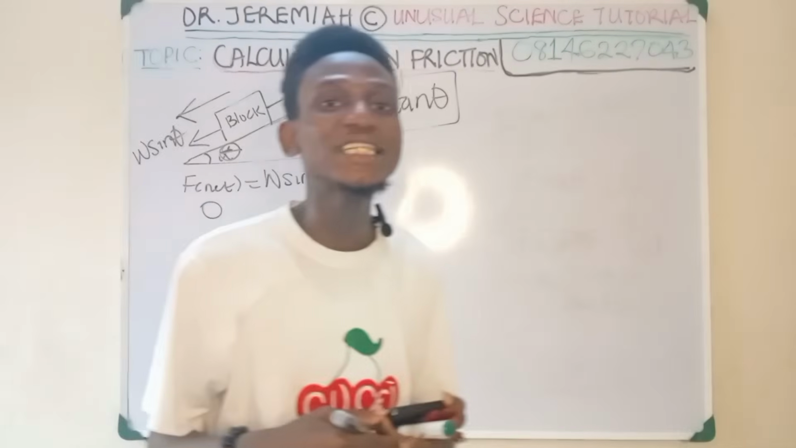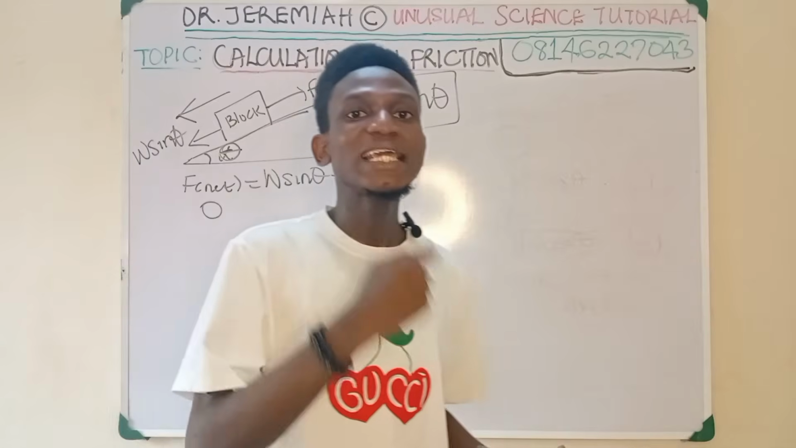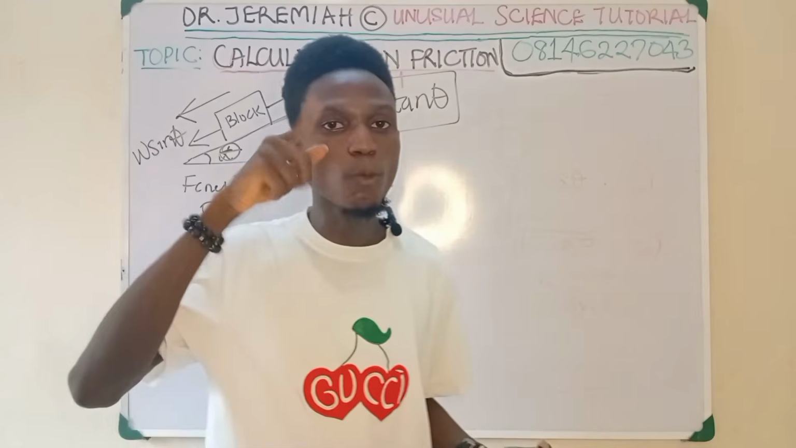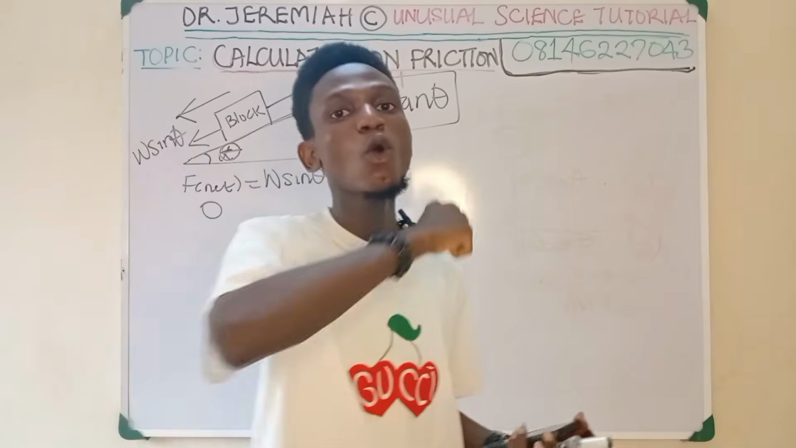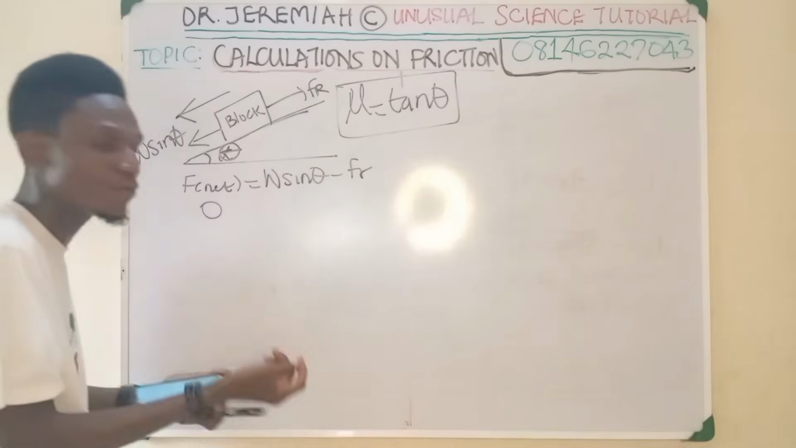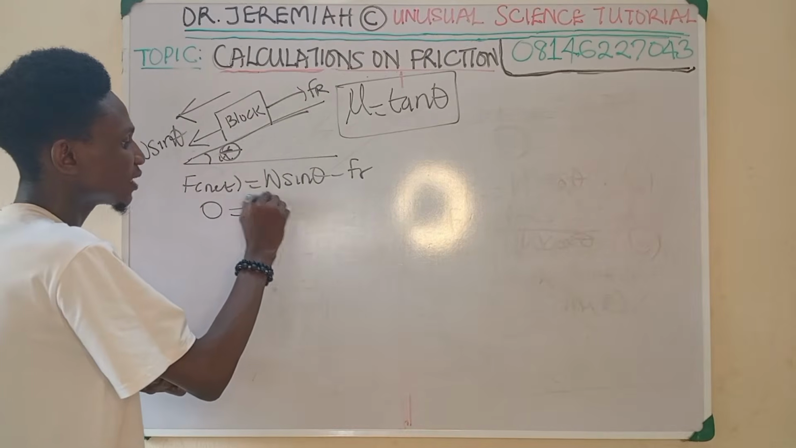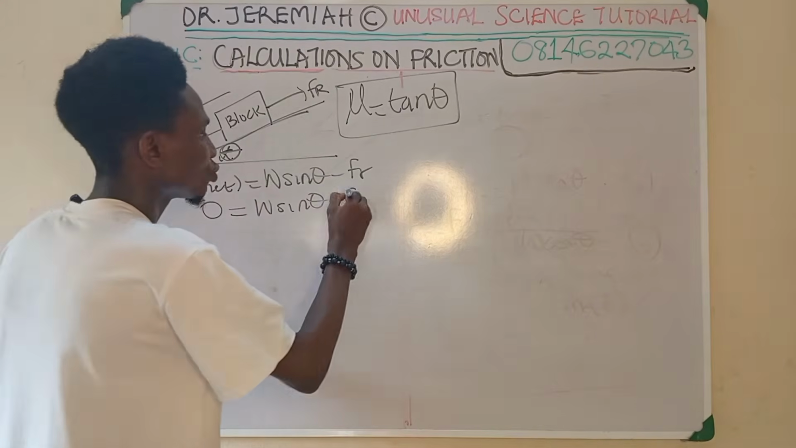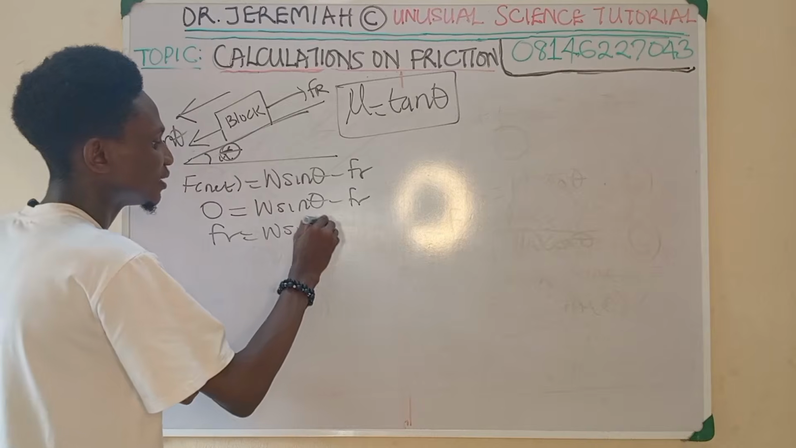I told you that the definition of static friction is the force that is required to oppose a body that is about to move. The maximum force required to oppose that static friction. The body is just about to move, so the body is not yet moving. So we have net force equal to 0, which equals W sine theta minus frictional force. Bring frictional force to this side, we're going to get FR equals W sine theta.